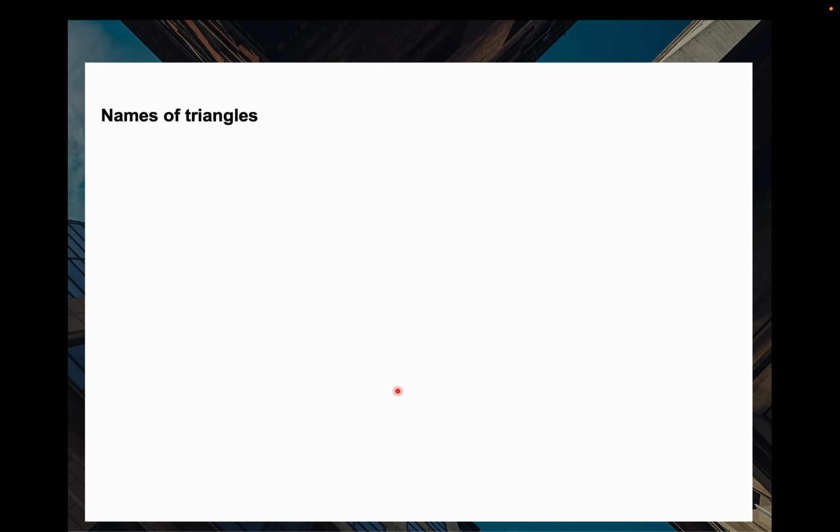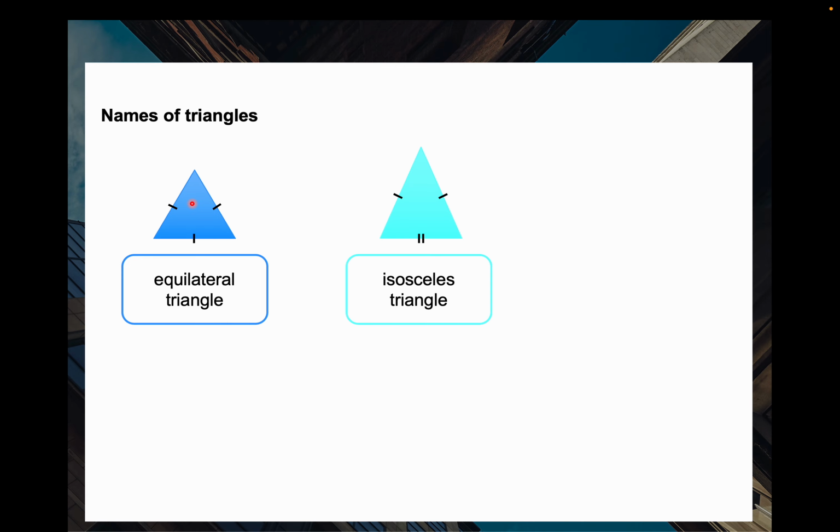So let's get started with the names of triangles. We have an equilateral triangle when the triangle has all sides the same. We have an isosceles triangle when two sides of the triangle are the same. We call this type of triangle an isosceles triangle.